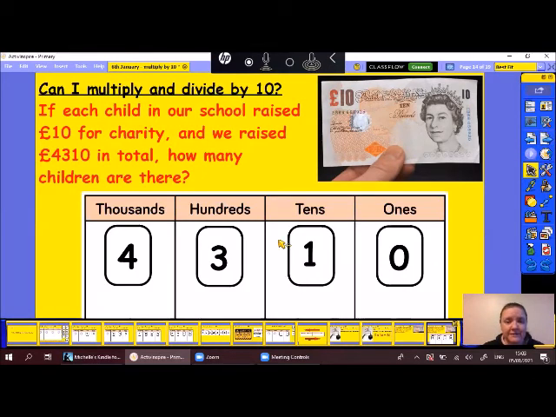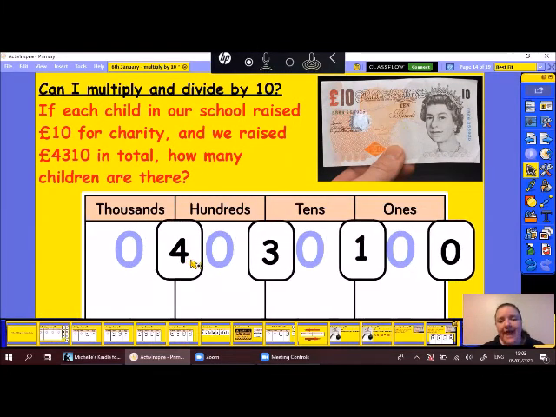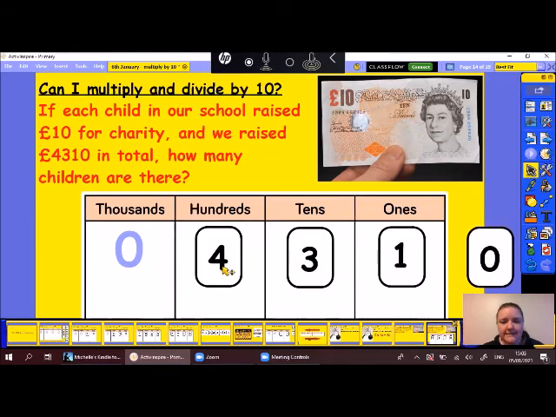Right, let's have a look. So we've got 4,310. If I want to divide that by 10, because each child raised £10, I'm going to take it, I'm going to move everything across one place. The 0 falls off the end, which we can get rid of. And so my answer is 431. And that's approximately correct. We have about 431 children in our school.